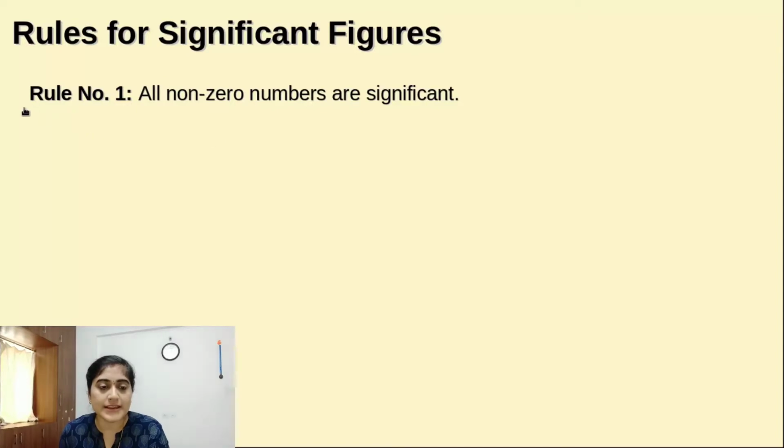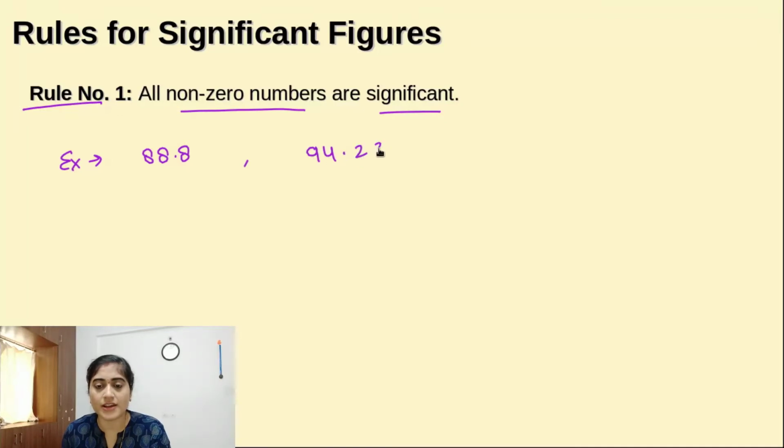So the first rule is all non-zero numbers are significant. For example, if you have some value like 88.8 or 94.23 or 452 or 6852, all non-zero digits are significant figures, because each and every digit shows how precise your measurement is.